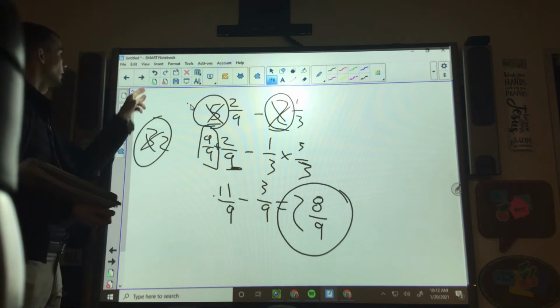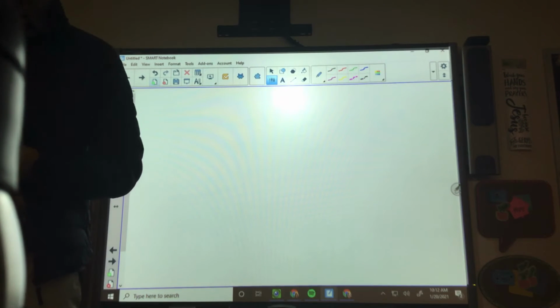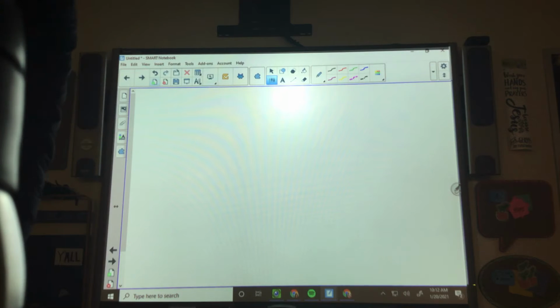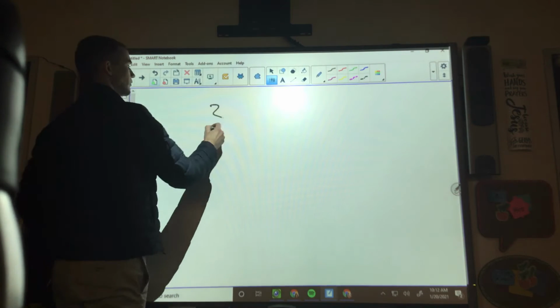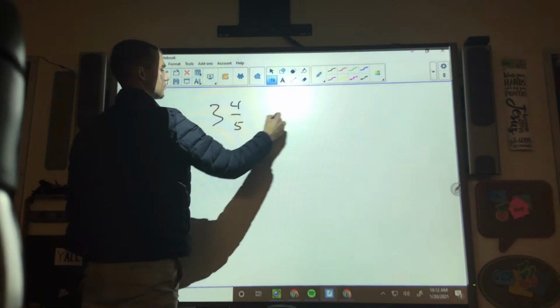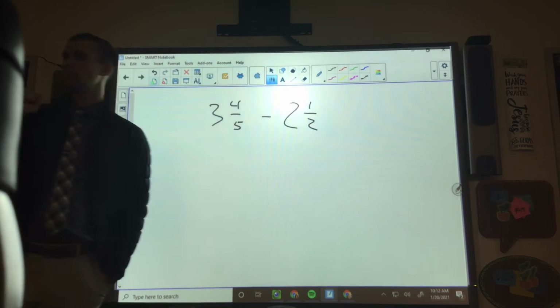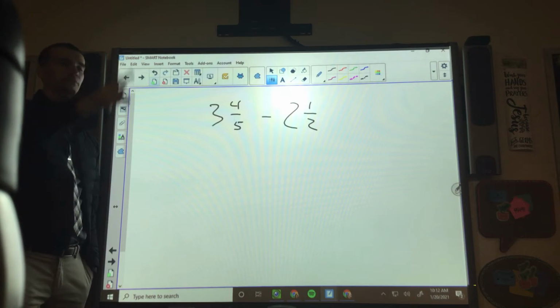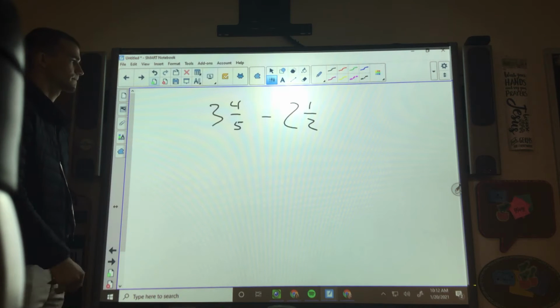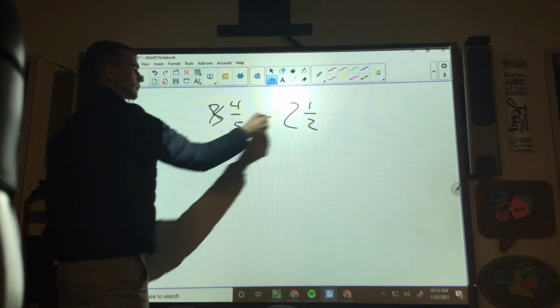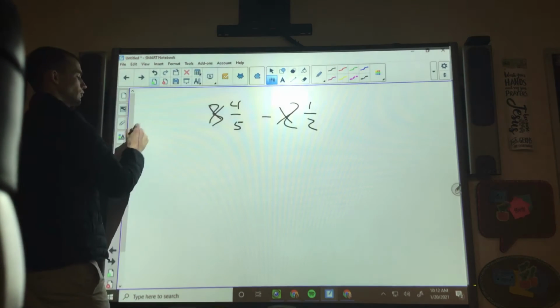All right, number 2, 3 and 4/5 minus 2 and 1/2. Wait, that wasn't number 2? That was number 1. All right, someone who didn't already do this. Get rid of the 3 and the 2 and then have 1. And then you find a common denominator. Okay, so 3 minus 2 is 1.